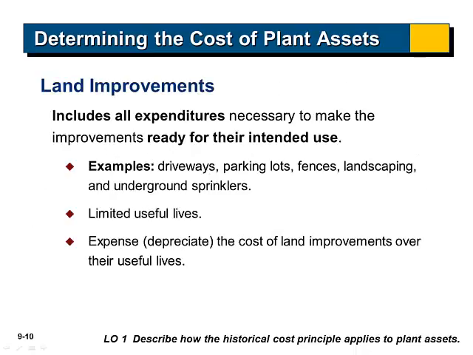Okay, so we've talked about the cost of land. Now let's talk about another type of plant asset called land improvements. Land improvements include all expenditures necessary to make the improvements ready for their intended use. So you would include all costs necessary to make the improvements ready for their intended use in the cost of land improvements. I guess I need to cover what land improvements are. Land improvements aren't the actual dirt. That's land. Land improvements include things like driveways and parking lots and fences and landscaping and sprinklers. So we've got land, and then we've got land improvements.